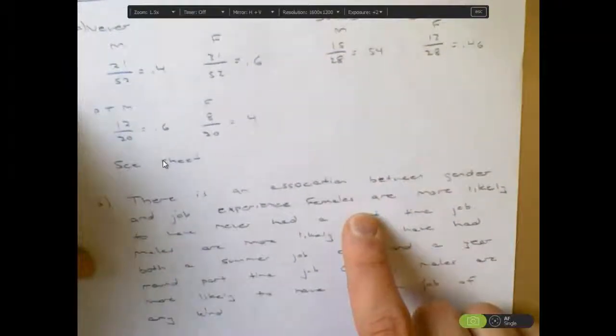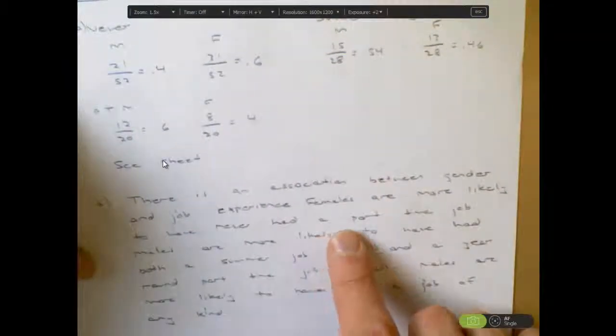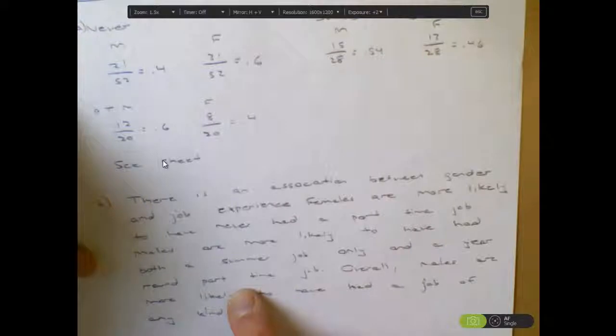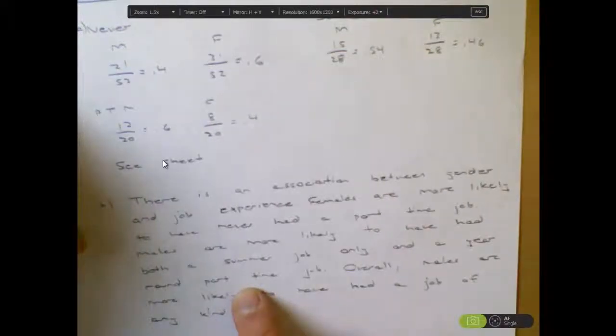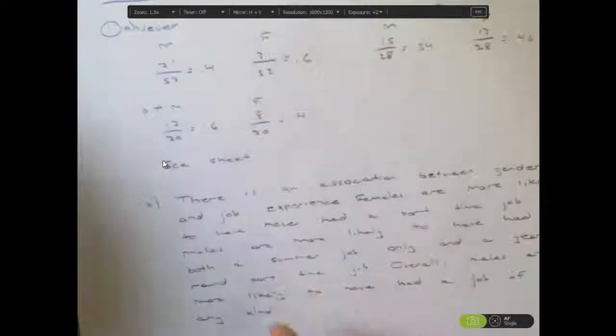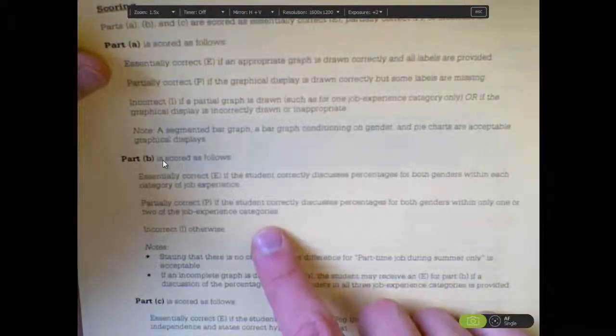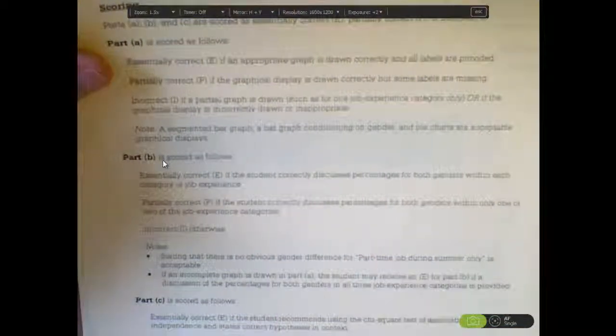I did that because I'm talking about the three categories here. Females are more likely to have never had a part-time job than males. So that takes care of that category. And I'm talking about summer only and year-round. So I've compared those and I've talked about all three. So that would be essentially correct. You'll notice on the solution here, if you're only doing it within one or two of the groups, you're going to get a partially correct.